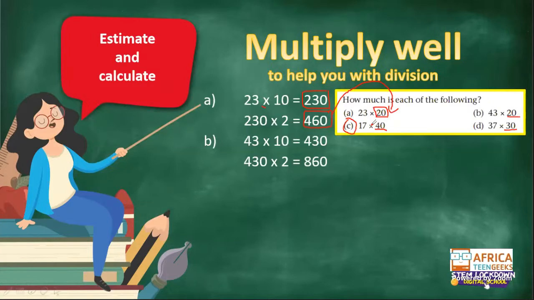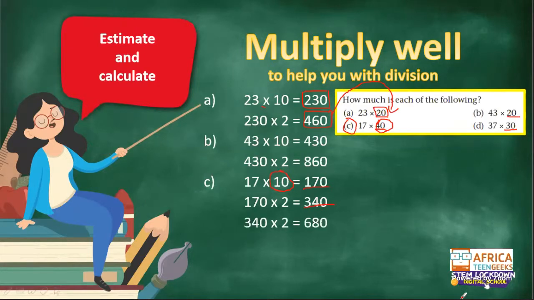So 17 times 10, that is 170. That's 10. I need to multiply it by 40. So what's the next thing I do? I double it, right? If I double it, now in your mind, you're thinking, okay, this one is multiplied by 10. This one is multiplied by 20. And what happens if I double it again? I get to 40. Are you guys with me?